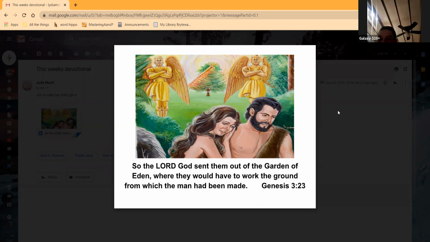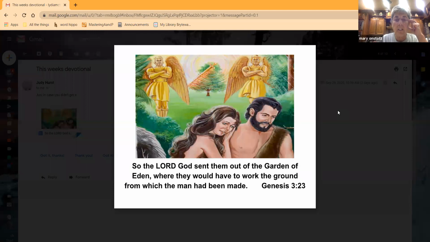Well, they did not obey God. And when that happened, God made them leave the garden, and they would now have to work the ground from which the man had been made. And it was going to be hard. And he told Eve childbirth would be painful and that they would not live forever like he really wanted them to, that they would die, which everybody since then has died.